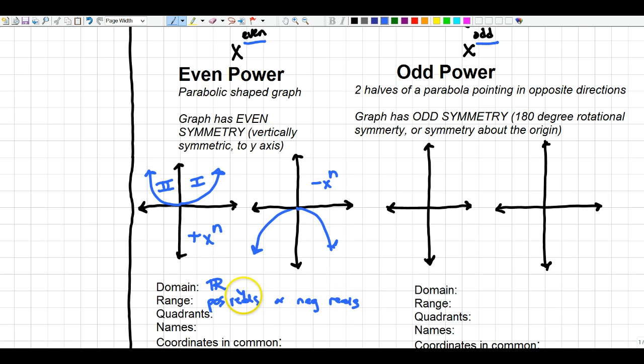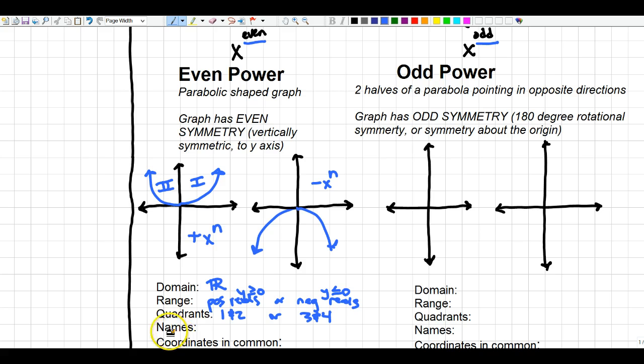Symbol-wise, you would say y is greater than or equal to 0 for positive reals, or you could say y is less than or equal to 0 if you're saying negative reals. You could say it in words or you could say it in symbols. And again, the quadrants here would be quadrants 1 and 2, or quadrants 3 and 4.